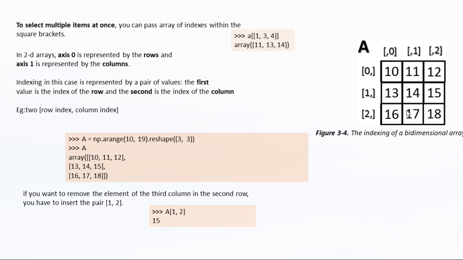Now from this two-dimensional array, suppose I want to access a particular element, let's say 15. You just have to specify both the row number as well as the column number. So that would be A of, what is the row number? The first number is the row number, 1, and the second number is the column number, 2. If I write A[1, 2], you will be able to access the number 15.